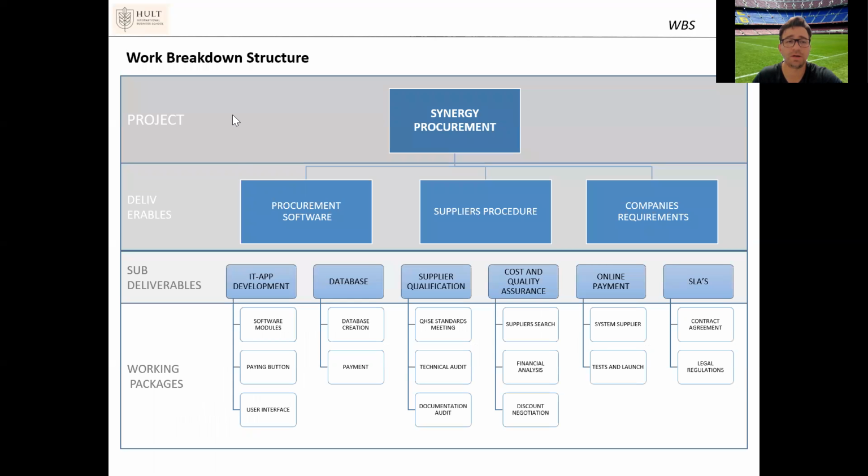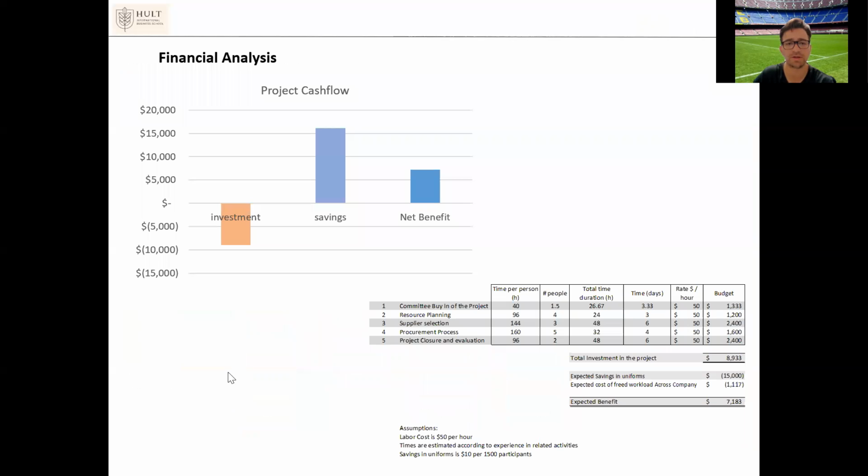We have a work breakdown structure that we have divided into 4 levels. The first level is the project, then deliverables, which are the big parts of the project, and then the sub-deliverables and work packages, all of which have to be aligned to the main objective of the Synergy Procurement. All these work packages are divided into different areas and different employees to achieve the goal of the project.